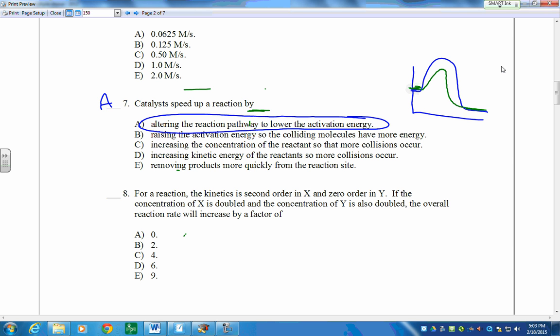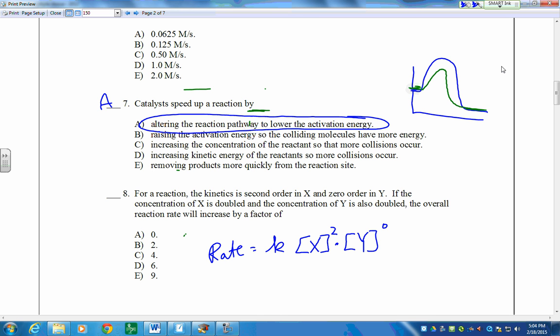All right, for a reaction, the kinetics is second order in X. So I would like to do this. For a reaction, the kinetics is second order in X and 0 order in Y. So this is what the rate law is.